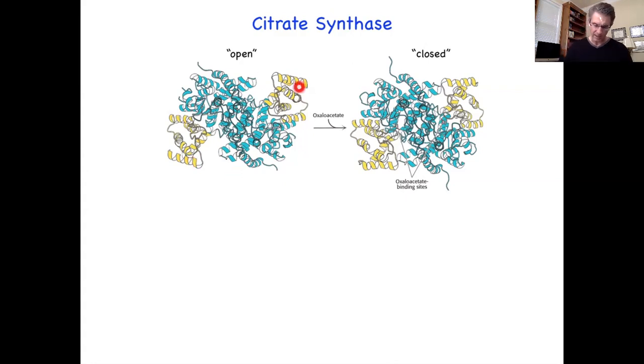Here's citrate synthase. It's a symmetric homodimer. This version, and I don't remember if this is mammalian or bacterial in terms of the structure. Here's one monomer, with one domain in blue, and the yellow is another domain. And then there's the symmetric dimer over here.